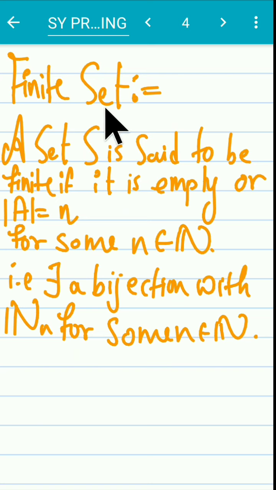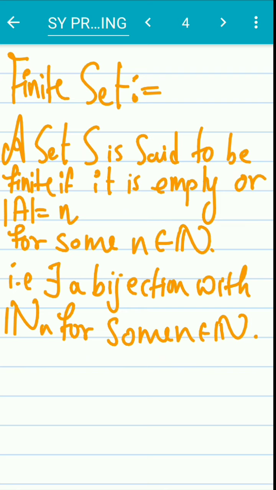A set S is said to be finite if it is either an empty set, correct? If it is an empty set, then also it is finite, or the cardinality of S is some natural number n. Whenever I say the cardinality is n, that means there exists a bijective map with N_n for some n inside the natural numbers, correct? So if you tell me 10 million, 10 billion, anything, if you can tell me that number, then that set will be a finite set.